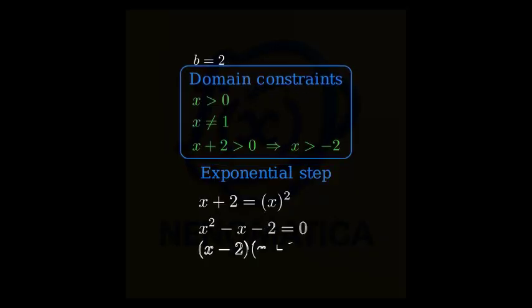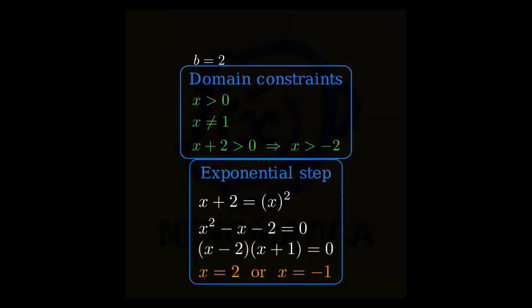Step 2. Convert to the exponential equation. Argument equals base to the b. So x plus 2 equals x squared. Move all terms to one side to get x squared minus x minus 2 equals 0. Factor to get x minus 2 times x plus 1 equals 0. So the candidates are x equals 2 or x equals negative 1.